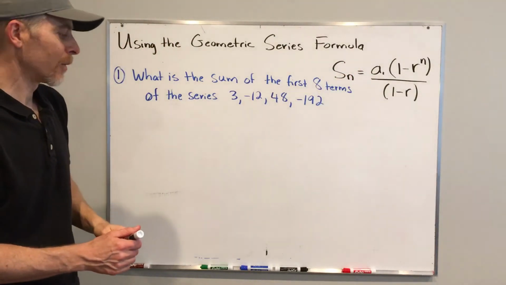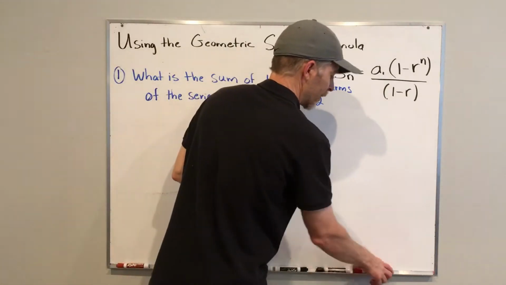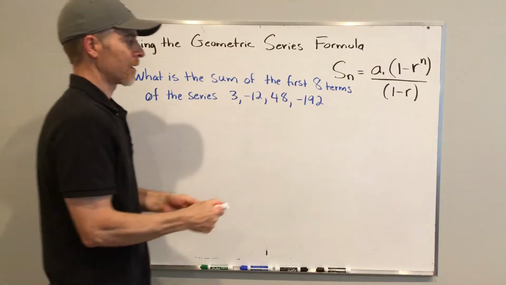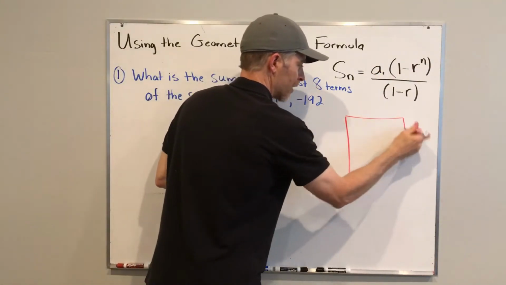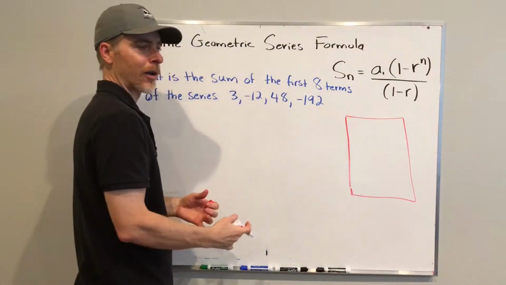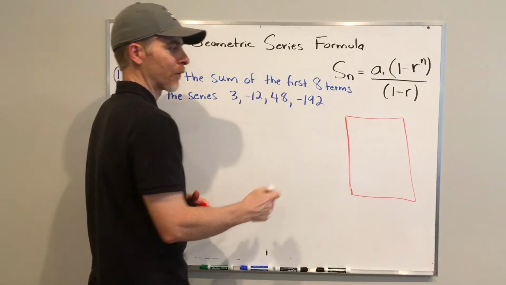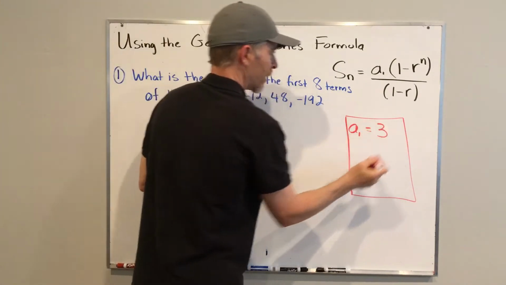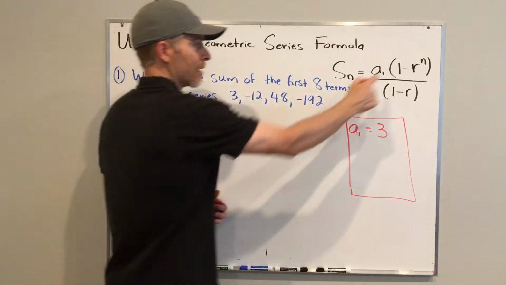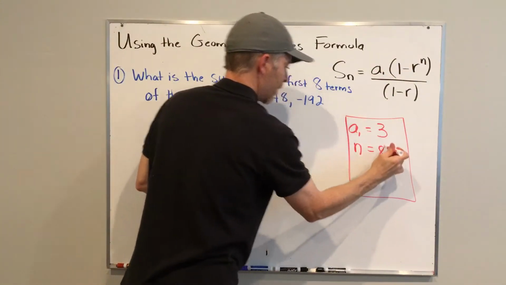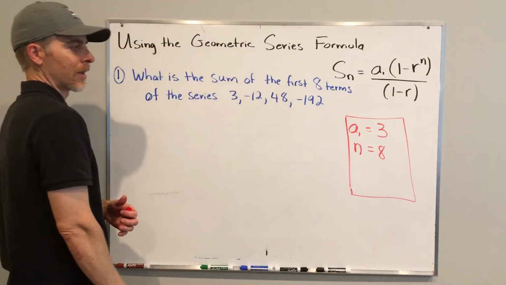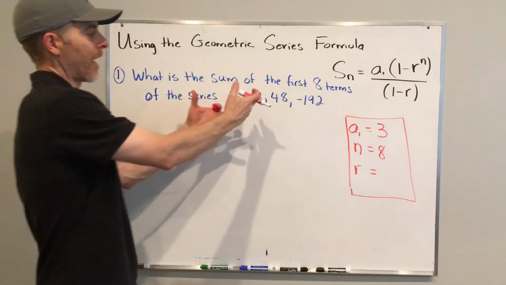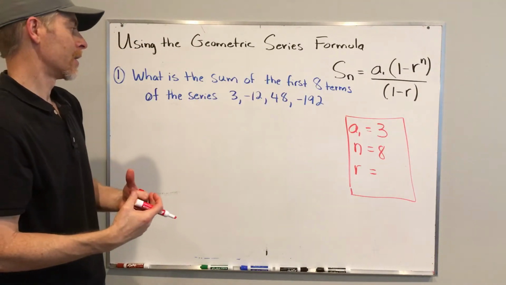So let's see what we need to do. Notice that for the formula, you need to know r, n, and the first term. Sometimes you put a little box over here and collect all the parts of the formula that we want before we use the formula. So can we get the first term? Yep, it's 3. Can we get n? You bet, that's 8 because we want the first 8 terms. But what about r? r is not given to us, but we can get r out of the actual series.